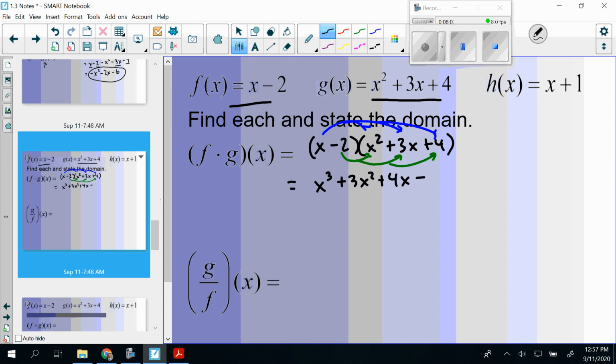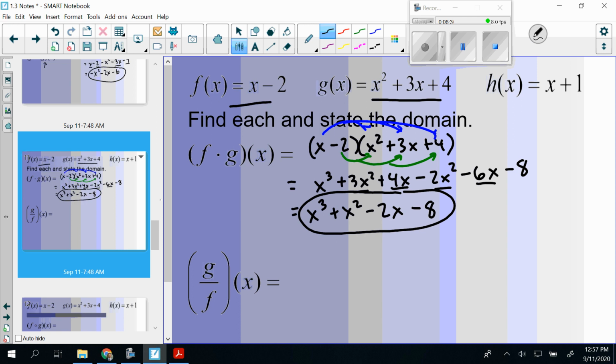Now we're distributing a negative 2. Make sure you get the negative with it because it's minus 2. So minus 2x squared minus 6x, and negative 2 times 4 is going to be minus 8. Now to finish, look for like terms. I think we only got one cubed term. We do got 2 squared terms here. We got 2 x terms, and we got our constant of negative 8 at the end. So that would be the multiplication of these two functions.